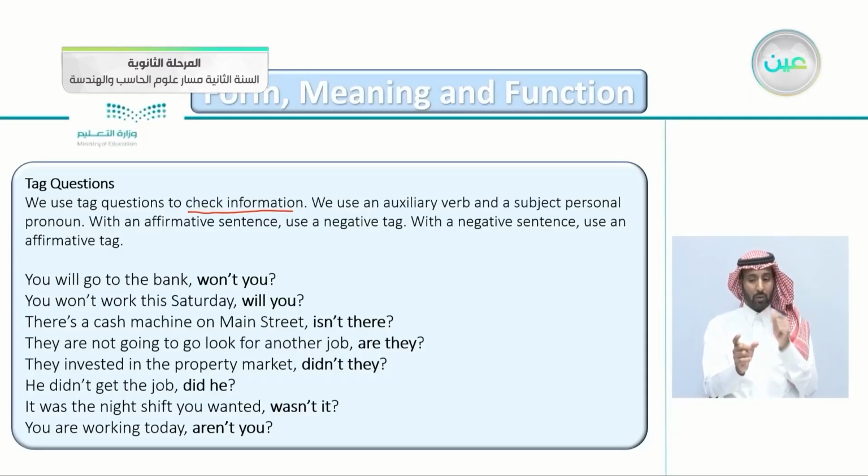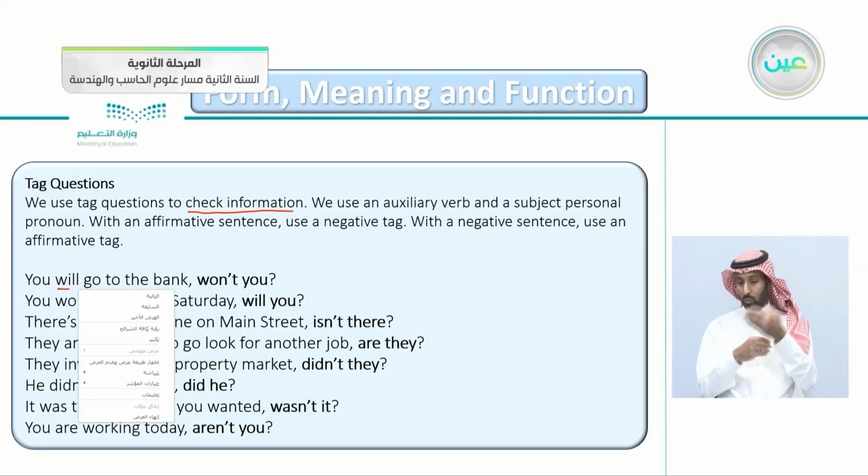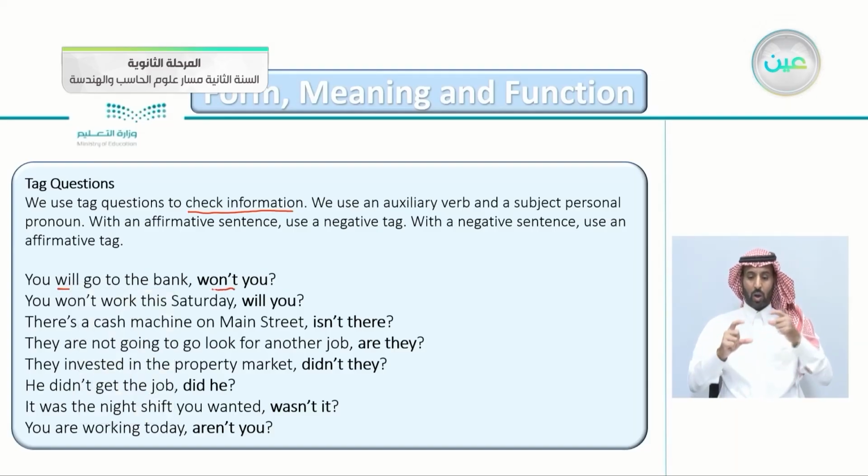Let's take some examples here. You will go to the bank, won't you? You will. Notice this here, affirmative. And here, won't you? This is a negative tag. The second one, you won't work this Saturday, will you? Again, this is a negative sentence. So if the sentence is negative, make the tag affirmative and vice versa.